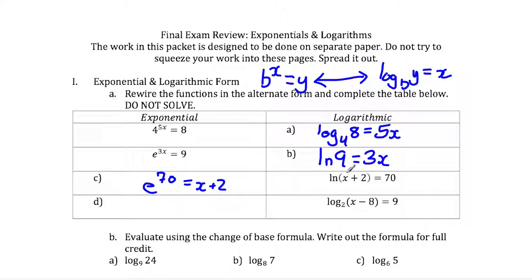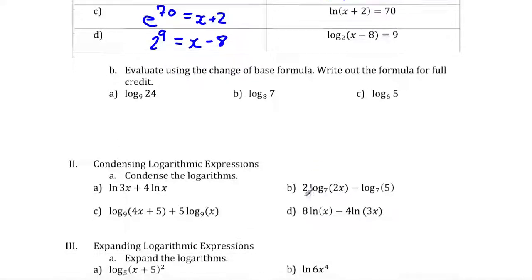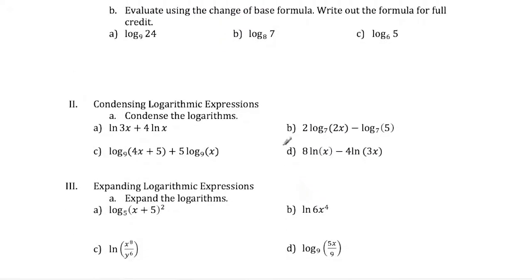Again, here, when we're going from a logarithm to an exponential, the whole point is to free up what I'm taking the log of. And here, again, to isolate the variable, all we need to do is subtract 2. When I don't have a natural log or a natural base, here I have the base of 2. So it's going to be 2 to the 9th is equal to x minus 8. Simple.